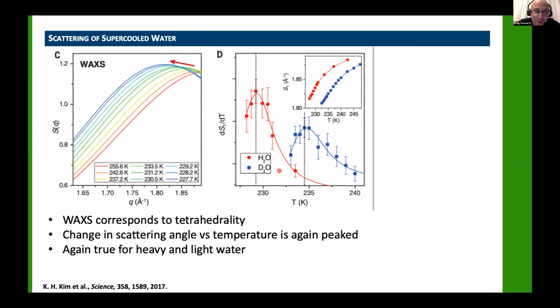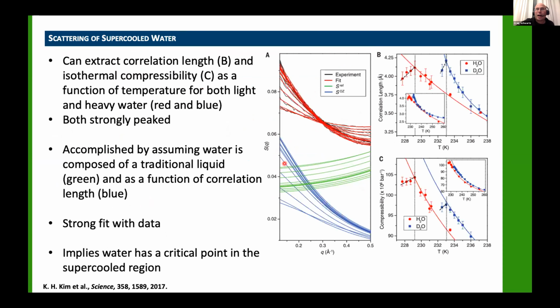So they try to do some more explaining on this. Sorry, jumping ahead. They're actually able to fit their whole data. Their data here is the black line, and they're able to fit it using a two-step model. It's not two-state. They basically get excellent fits, and the fit consists of two steps.